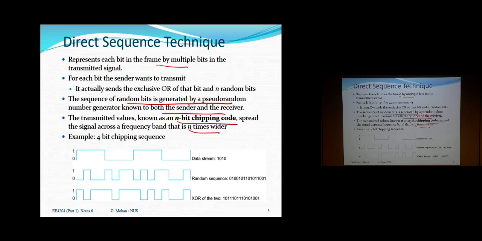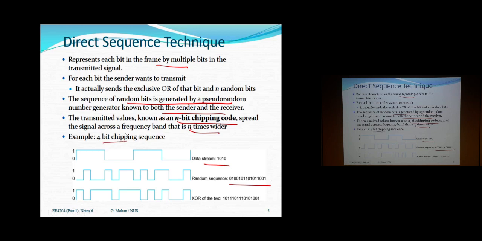So this is how it's going to be. Maybe we look at an example, then the technique should be clear. Let's say we are interested to transmit a data stream 1010. It's not transmitted as 1010, but to transmit 1, we transmit a sequence, and to transmit 0, we transmit another sequence. But which sequence we generate depends on a random sequence which is agreed by both sender and receiver. Let's say the random sequence is this, which is known to the sender and the receiver.